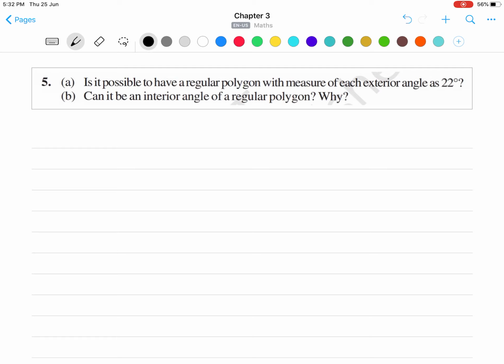Okay, so in order to have a regular polygon, its exterior angle should be a multiple of 3, 5 or 15. Okay, only then will you get a regular polygon. This can be a polygon, but it will not be a regular polygon. In order to be a regular polygon, it should be a multiple of 3, 5 or 15. So write answer number 5, part A. The answer will be no.